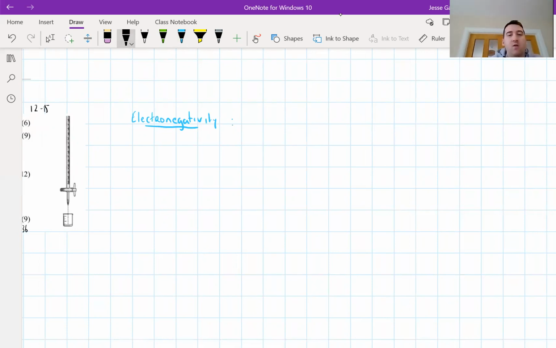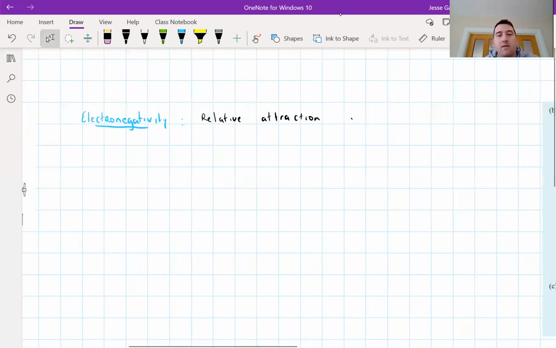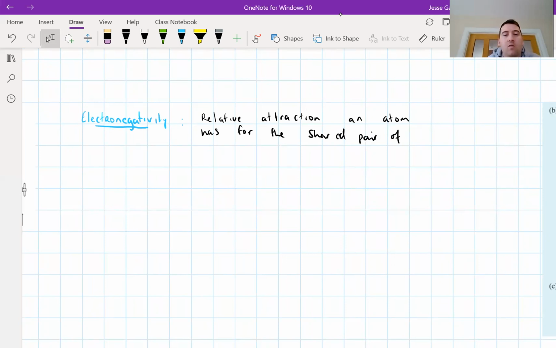Okay, so what you should have written here is electronegativity. What is it? It's the relative attraction an atom has for the shared pair of electrons in a covalent bond. Okay, so we've done that loads of times. Relative attraction, that an atom has for a shared pair of electrons in a covalent bond.